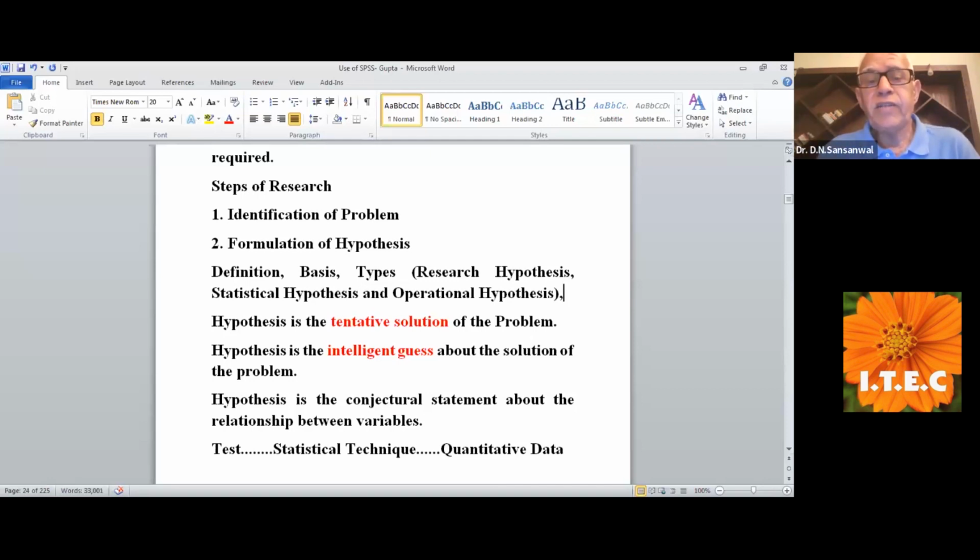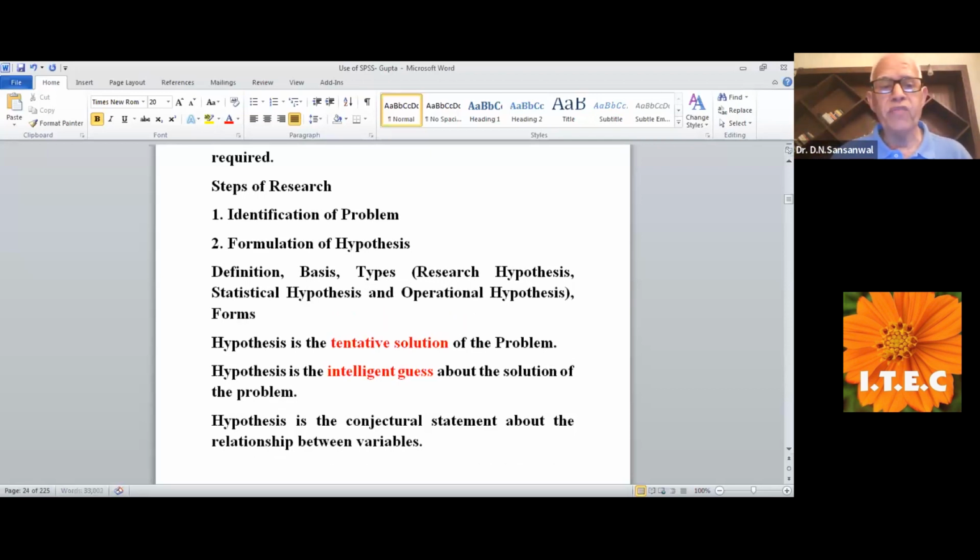So these are the three types of hypothesis which you should have understood. Then there are forms of hypothesis, and there are two forms. One is called null form and another is called directional form, or you can say alternative form.